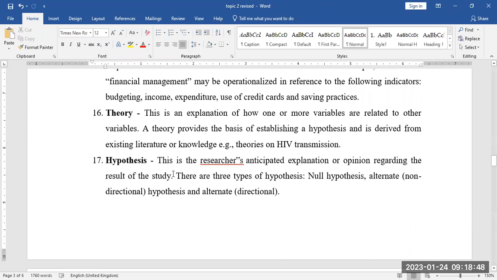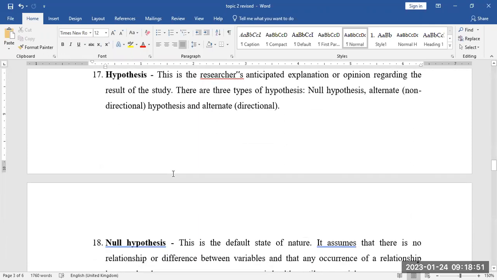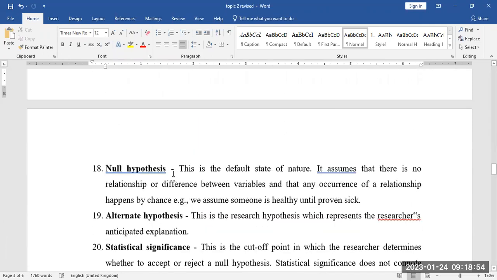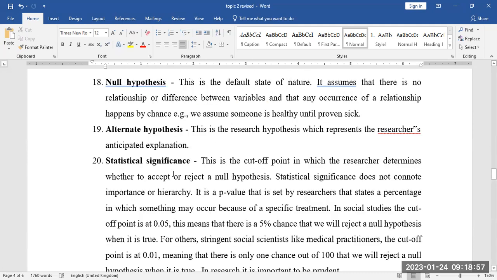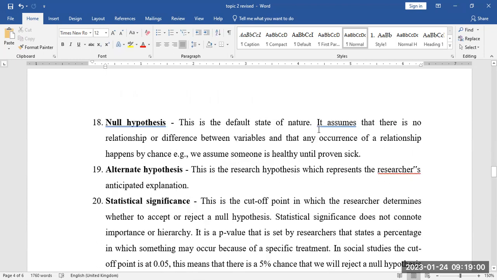A hypothesis, we have talked about it. We have said that it is an educated guess or an assumption. Then from that assumption, we have the null hypothesis. This is the default state of nature. A null hypothesis assumes that there is no relationship or differences between variables. You see, already we have started using terms like a variable. So if you're in this class and you did not get what a variable is, you will be forced to go back and read what a variable is. It assumes that there is no relationship between the dependent and the independent variable.